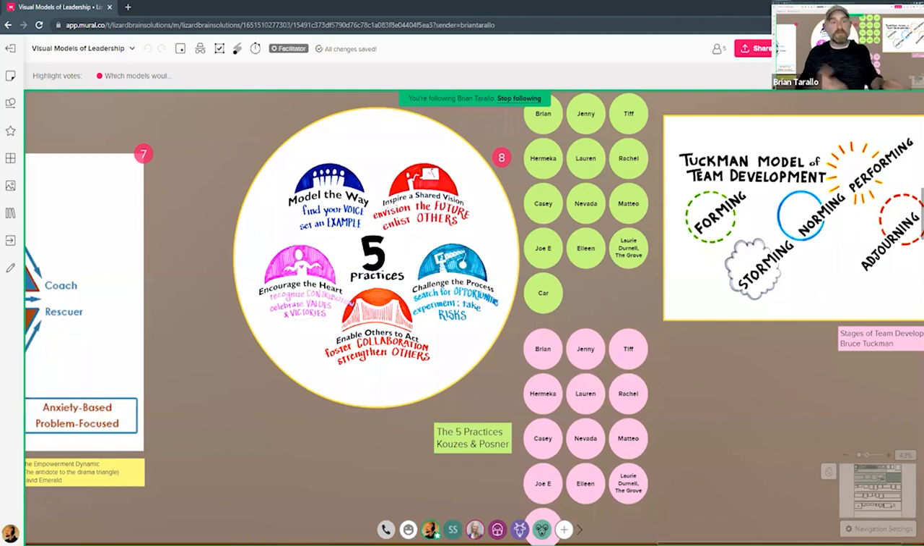These are your disruptors. This is searching for opportunities, experimenting, taking risks. What if we did this? What if we did that? Iterating quickly, experimenting, being agile, that's challenging the process. Then you've got enabling others to act. That is being a bridge. You're fostering collaboration, strengthening others. This is where coaching shows up.